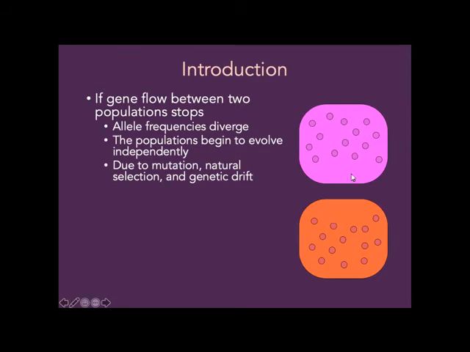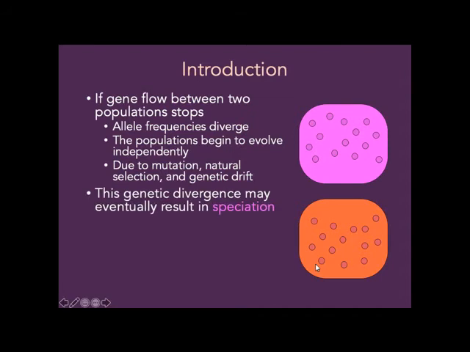It could be because the environment is different and natural selection is favoring different alleles in this population, and it could be due to genetic drift, meaning this side of the original population happened to have different alleles than this side, and as a result of these alleles being disproportionately represented, the allele frequencies change between the two populations. Okay, so this genetic divergence may eventually result in speciation.